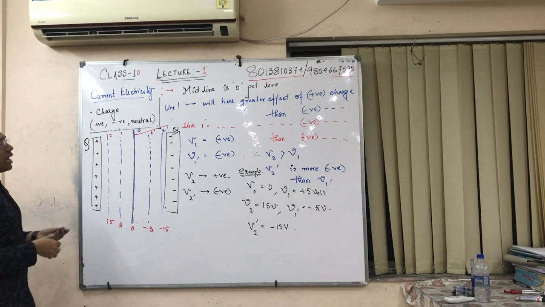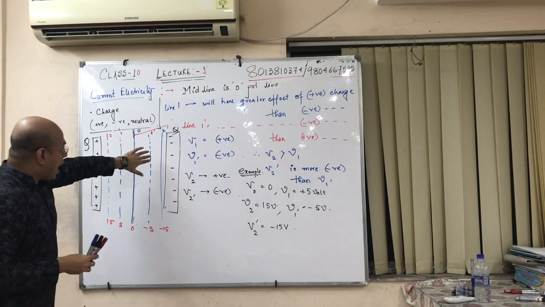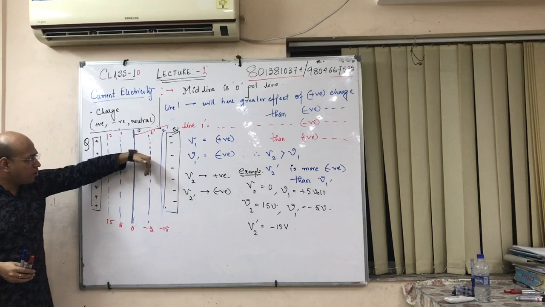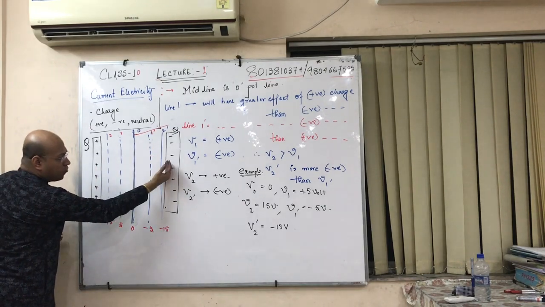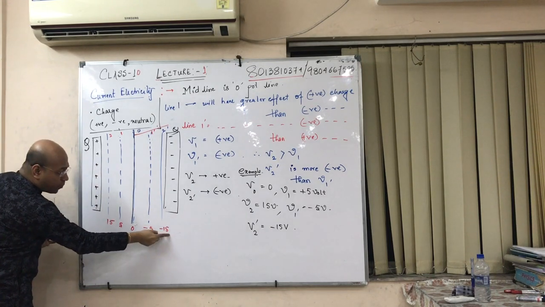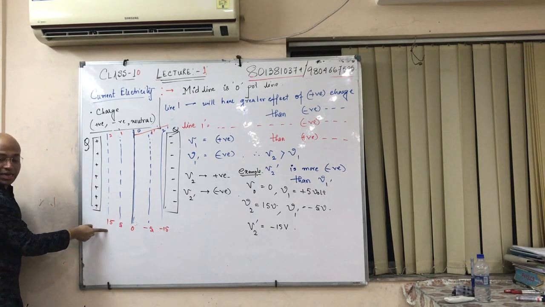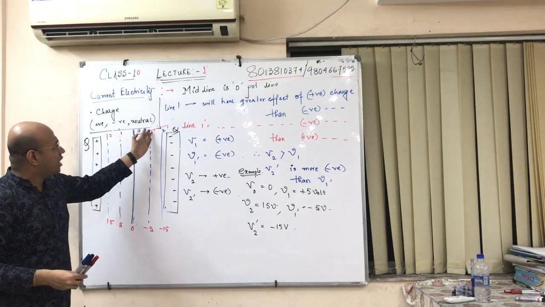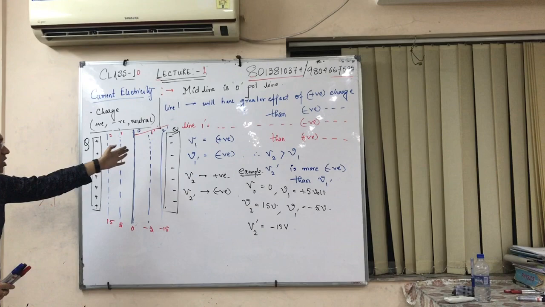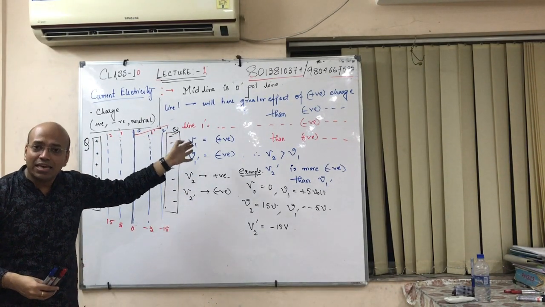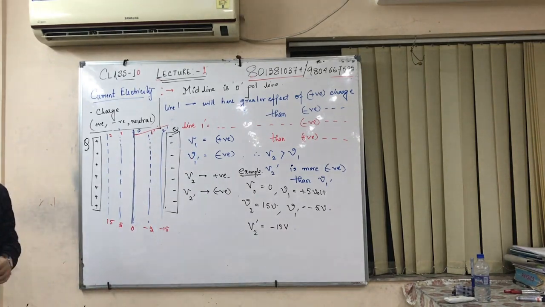So, have a clear look at this diagram. As we move from the negative charge to the positive charge, our potential increases. As we move from the positive charge to the negative charge, the value of the potential goes on decreasing. Yes, this is the most important point I was trying to explain.